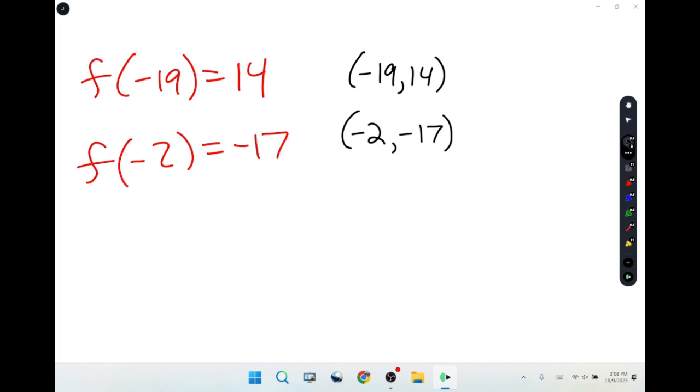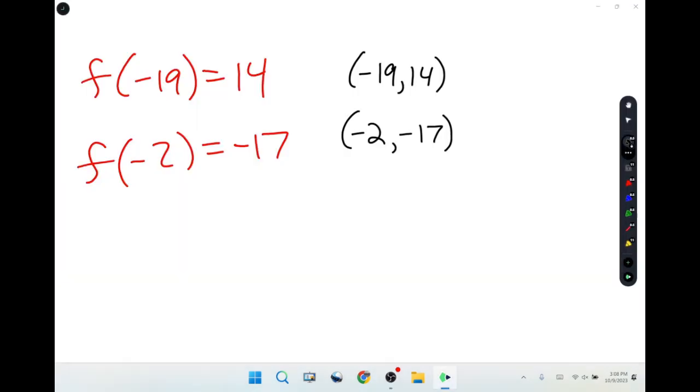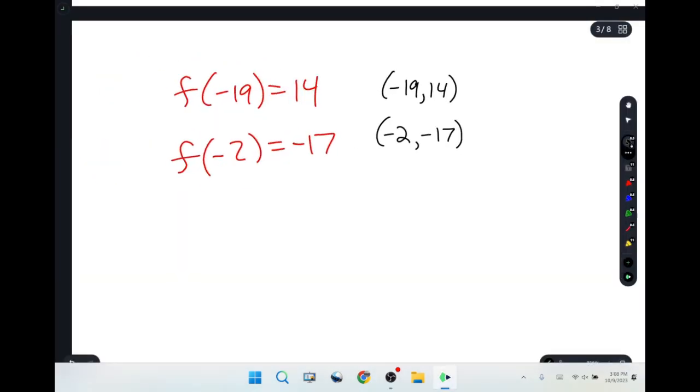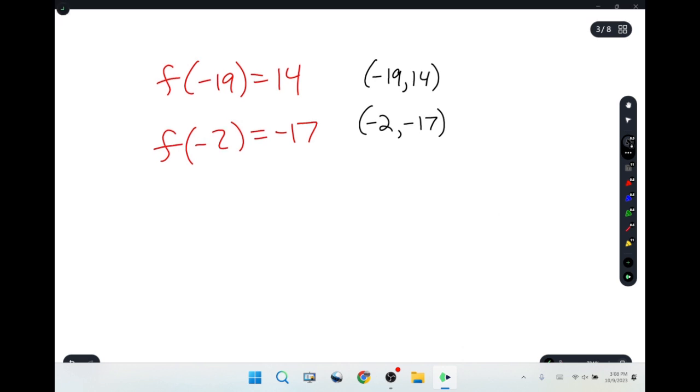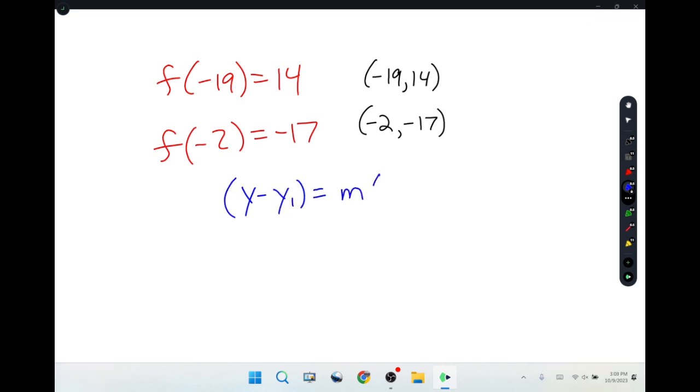So it says, write your answer in point slope form. If your answer is a vertical line, type x equals, and if it's horizontal, y equals. Find point slope form and slope intercept. Perfect. So point slope form is that long equation. y minus y1 equals m times x minus x1. That's where we're starting.